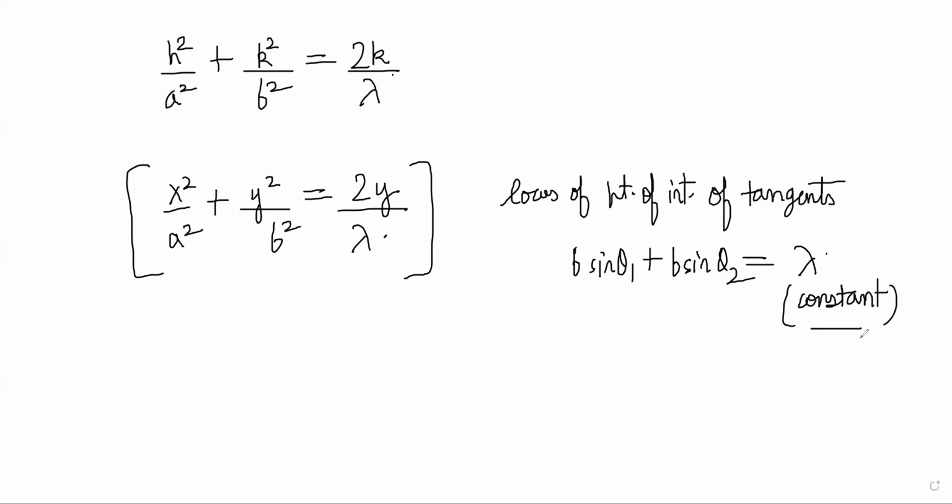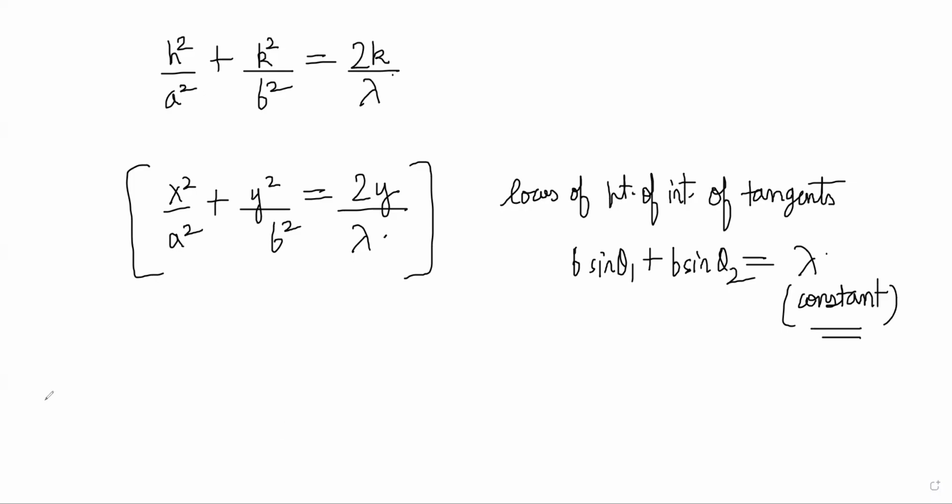So notice that it was a slightly clever type of trick to eliminate theta 1 and theta 2, right? So that is something that you should be aware of. Okay, let's move on to the next problem.